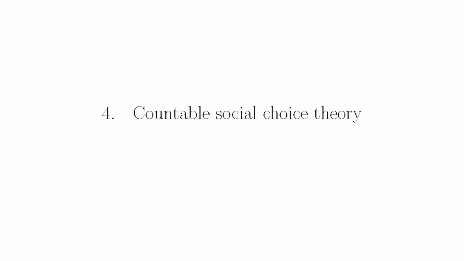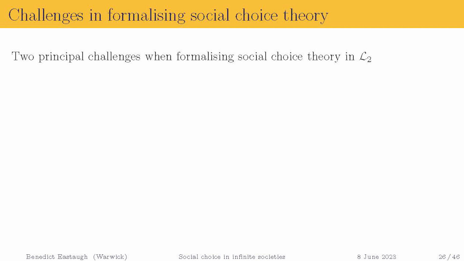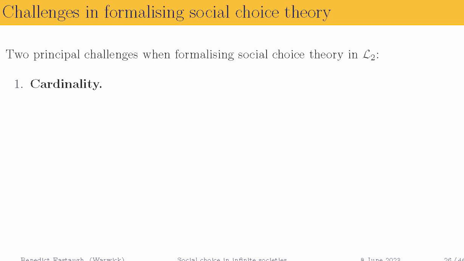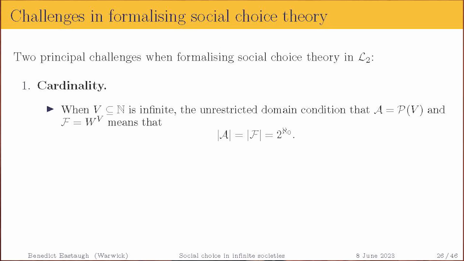Okay, so that's the formal framework. So let's use this methodology, use this formal framework to develop a notion of social choice theory for countable societies. And when you do that, it turns out there are really two principal challenges. The first is cardinality. So if you've got an infinite set of voters and you have Arrow's unrestricted domain condition, then you're going to have an uncountable set of coalitions, right?